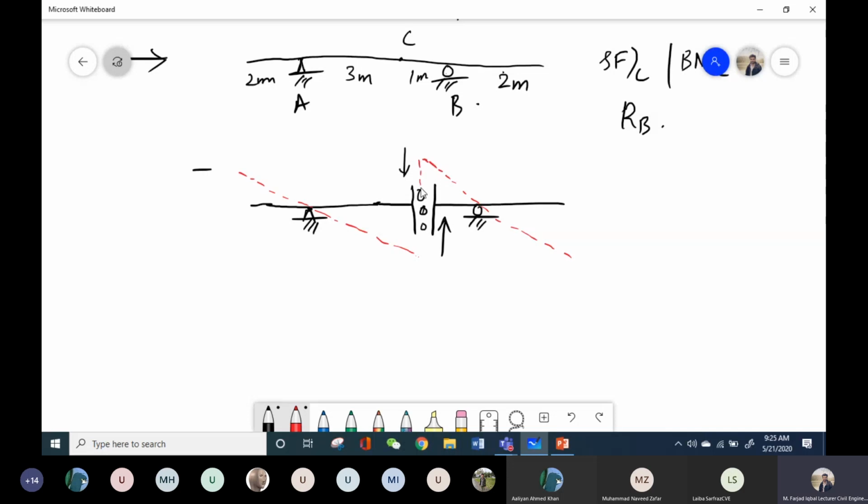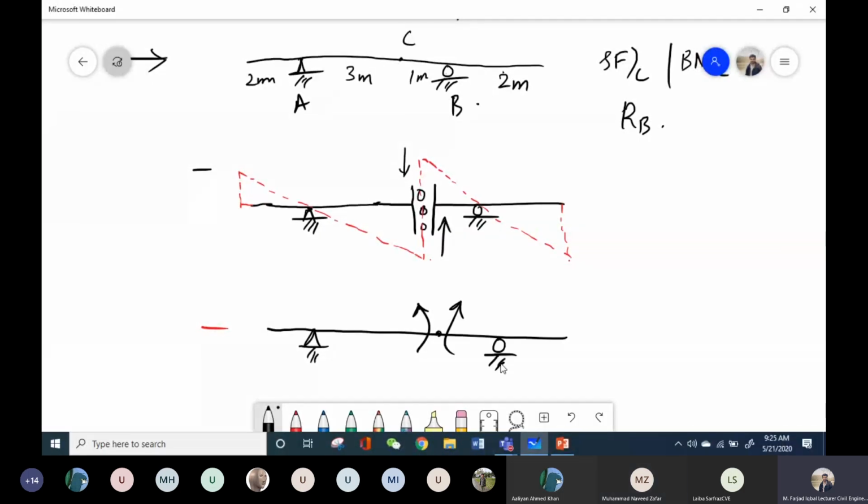And when I connect these 2 points, this will be my shape for ILD for shear force at point C. Similarly, if I want to plot the ILD for bending moment at point C, I will cut the beam. Let's say this is my point C. I will cut the beam into 2 parts and apply an opposite moment at these ends.